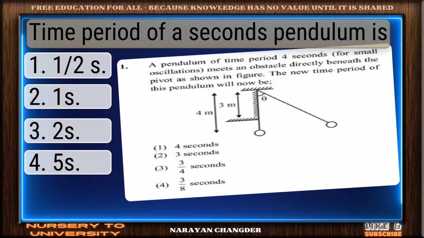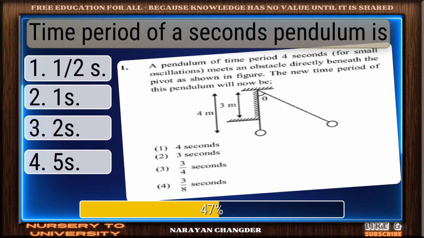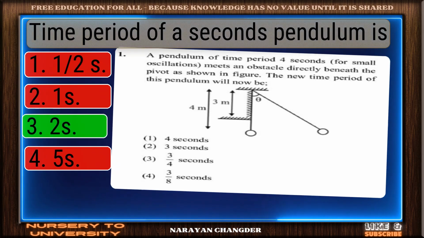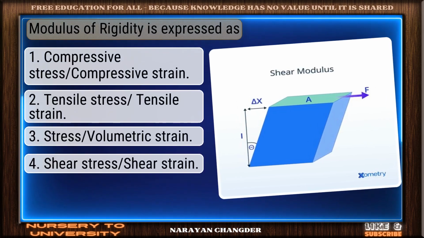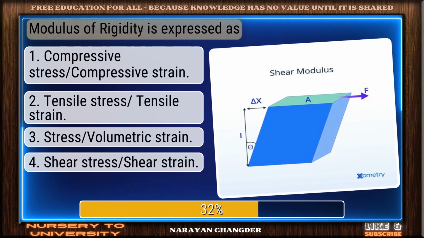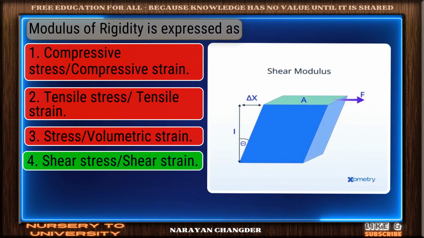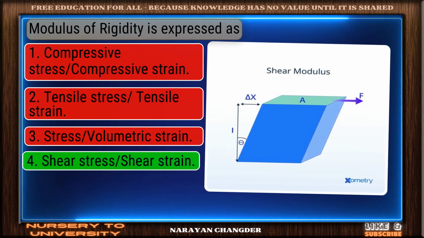Time period of a second's pendulum is. Correct. 2s is the right answer. Modulus of rigidity is expressed as. Bravo. Shear stress over shear strain is the answer.